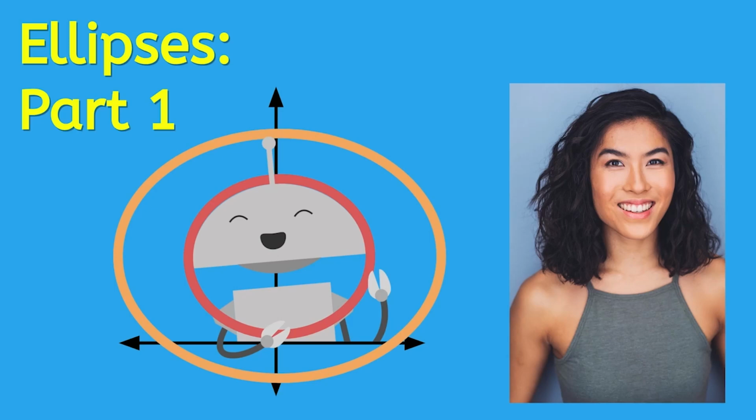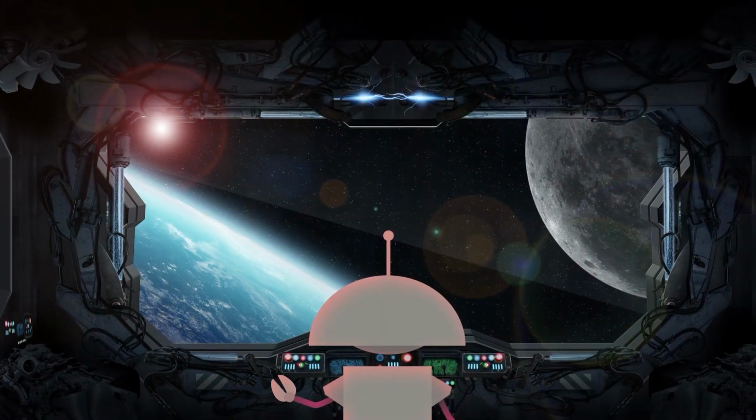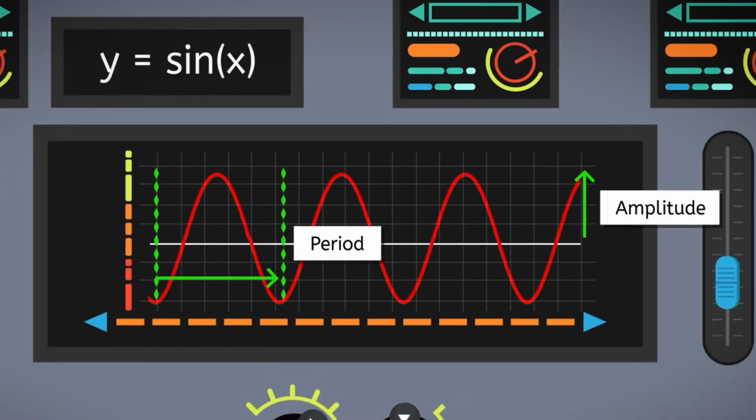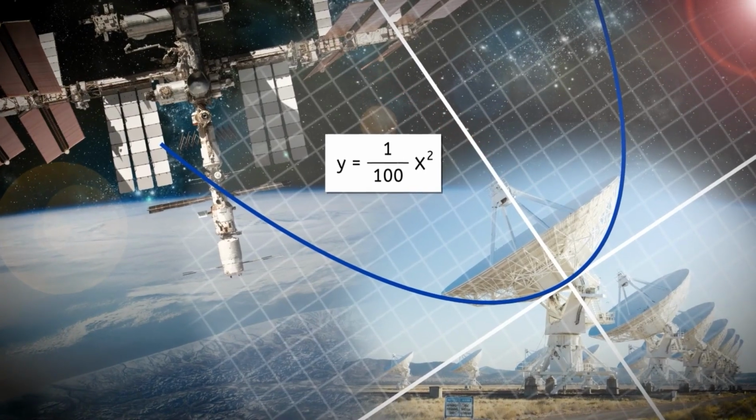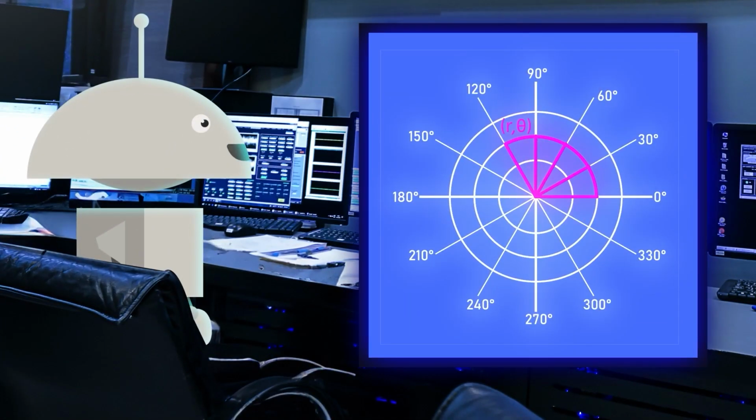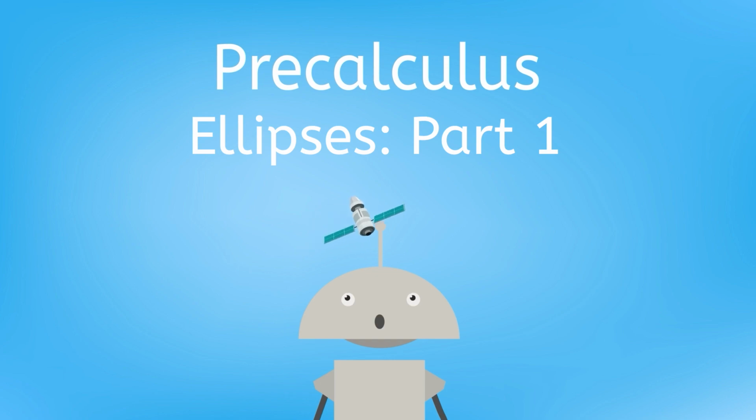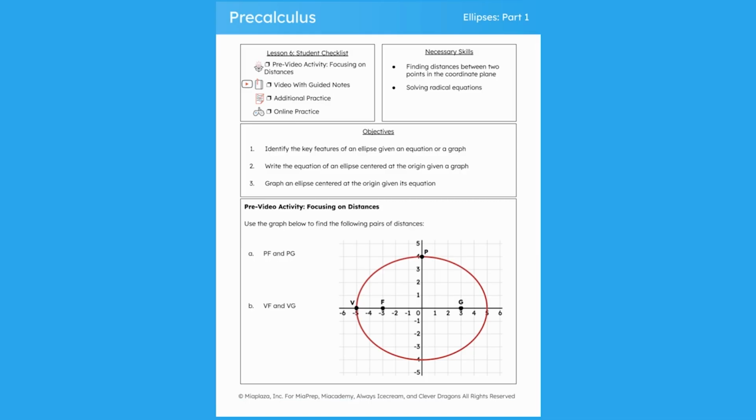Welcome back, everyone. Today we'll look at our third conic section, the ellipse. At the start of your lesson, you had the pre-video activity focusing on distances. If you haven't had a chance to work on it yet, pause the video to do that now. Before we go check your work, let's learn a bit more about the curve shown in this activity.